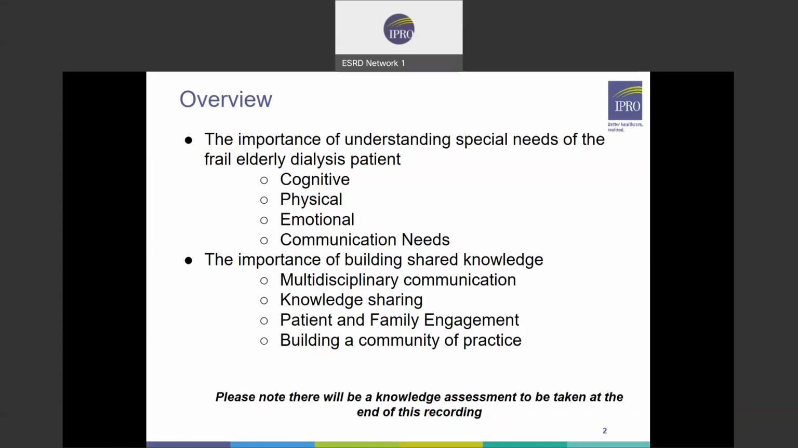In today's presentation, we will be reviewing the importance of understanding special needs of the frail elderly dialysis patient, including cognition, physical and emotional assessment, as well as communication needs. We will also be reviewing the importance of building shared knowledge that includes multidisciplinary communication, as well as patient and family engagement, which can help build a community of practice.